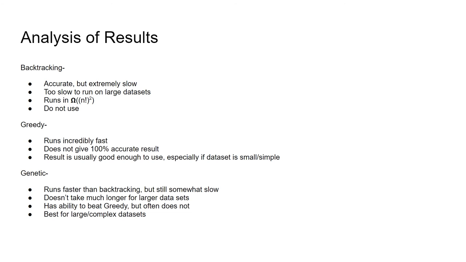The greedy algorithm ran incredibly fast since it functions in polynomial time, but it doesn't give a 100% accurate result. But if the data set is small or simple, the result is usually pretty good and will work for whatever situation you need. The genetic algorithm is faster than backtracking, but it's still somewhat slow, and the good part of it is that it doesn't take a whole lot longer if your data set is larger. It has the ability to beat the greedy algorithm, but often doesn't, unless it's on a larger or more complex data set where the greedy algorithm would fail.